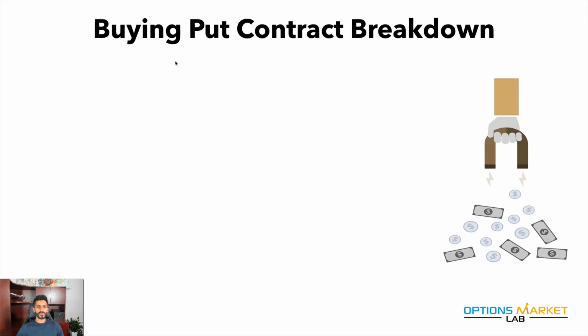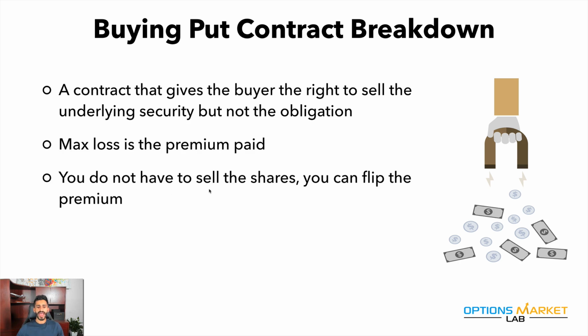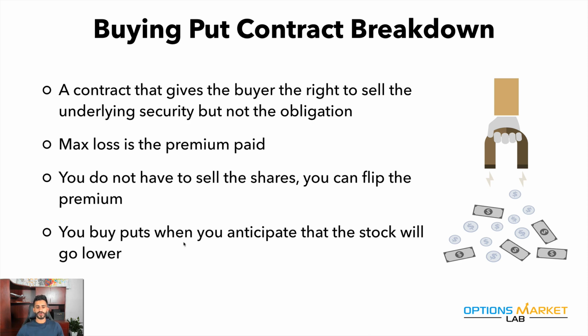Next, let's go through buying a put contract. This is a contract that gives the buyer the right to sell the underlying security, but not the obligation. So you don't have to, but you have the full right until your contract expires. Your max loss is the premium paid. You do not have to sell the shares. You can once again flip the premium. You buy puts when you anticipate that the stock will go lower. That's when you profit. So that's the basic fundamentals of calls and puts, buying calls and buying puts.